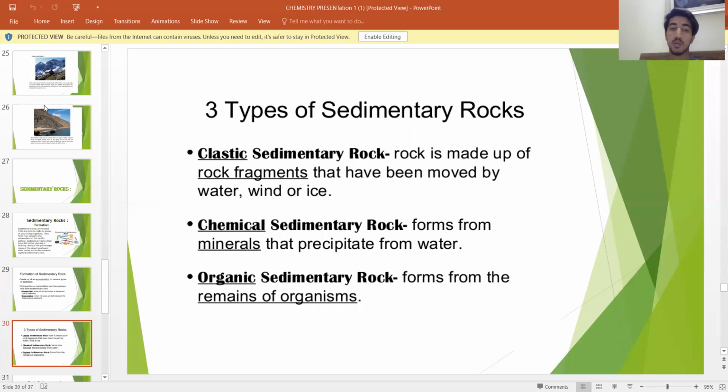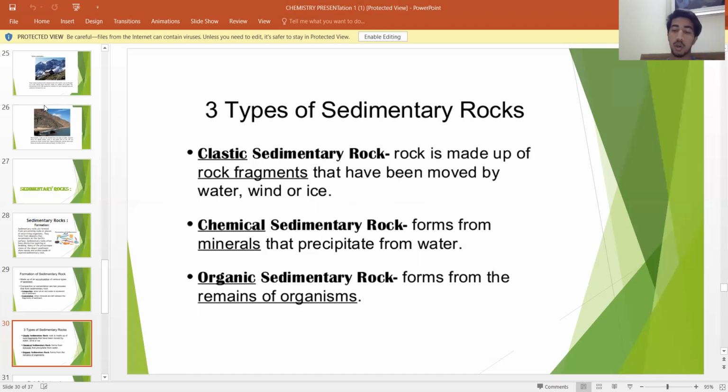Now I will discuss chemical sedimentary rock. Chemical sedimentary rock forms when mineral constituents in solution become supersaturated and inorganically precipitate. Common chemical sedimentary rocks include oolitic limestone and rocks composed of evaporite minerals such as sylvite, barite, and gypsum.